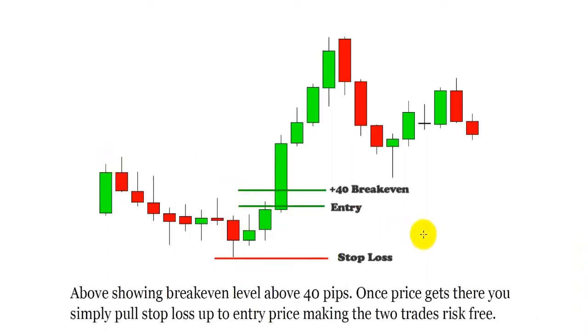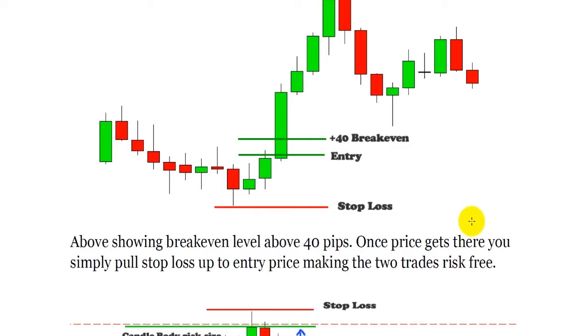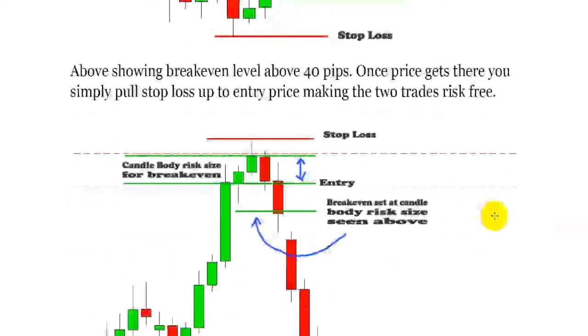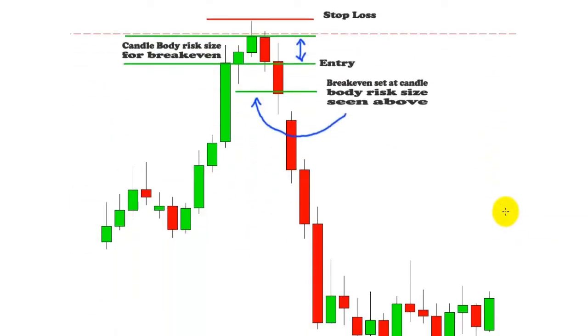Here's an example, right? You got the stop loss below, you got the entry above, and you got the 40 pip plus break even. Above showing break even level above 40 pips. Once price gets there, you simply pull your stop loss, which is this one, up to here, to entry price, making the two trades completely risk-free. And you notice I said two trades there because when we take a trade with our signals in the engulfing trader, I recommend taking two positions, and you'll see why.